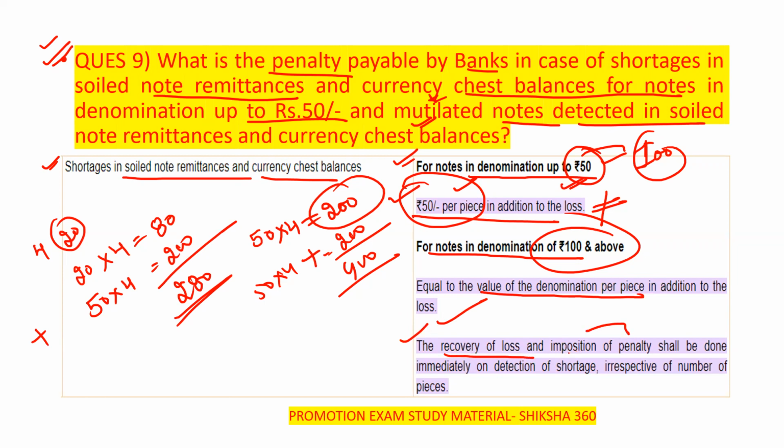And the recovery of loss and imposition of penalty shall be done immediately on detection of shortage, irrespective of the number of pieces. Clear? Please remember this point: there is one rule for notes up to rupees 50, and for above that there is another, different rule. Please remember both these things. Now move to the next one.